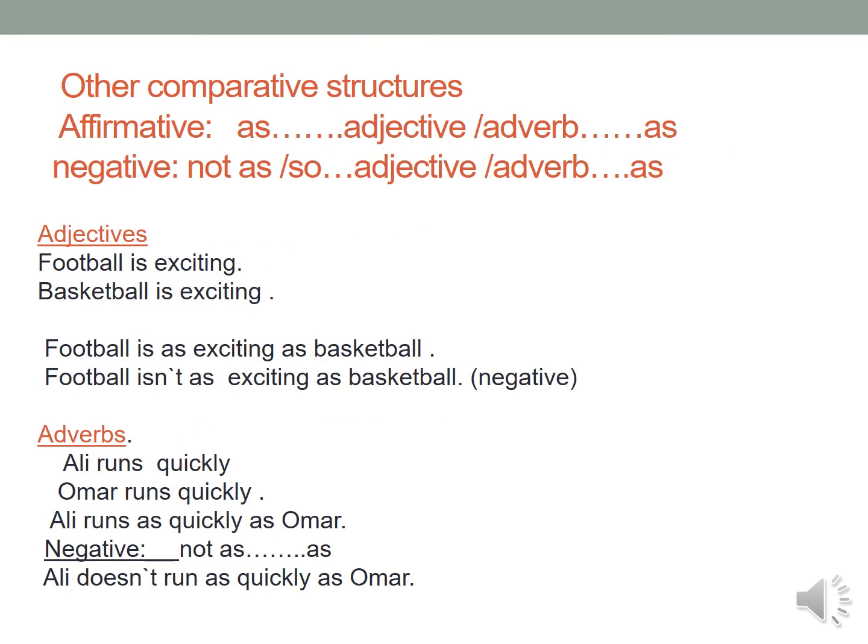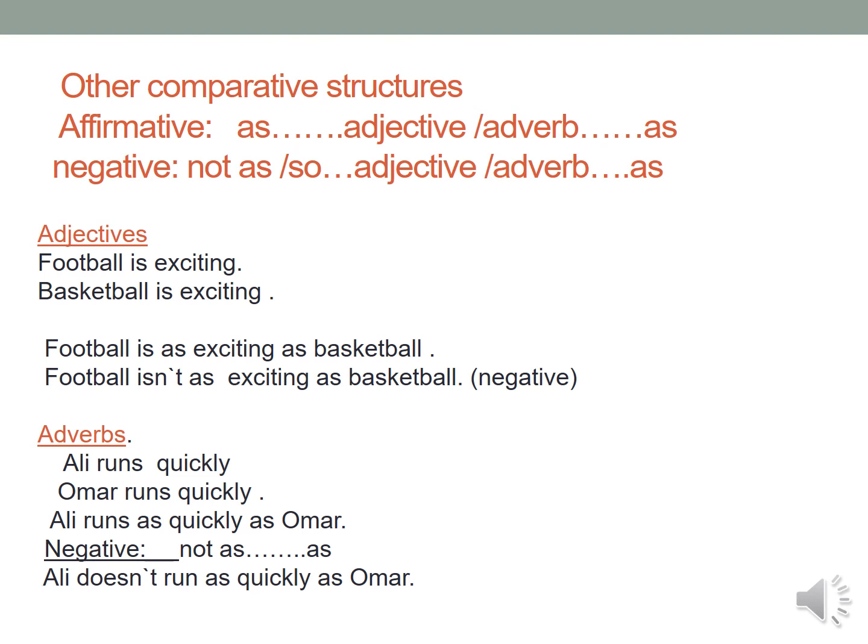We have here the form "as." Why do we use "as"? To say that two things are the same or equal. For example, here we have football. Football is exciting. Basketball is exciting too.